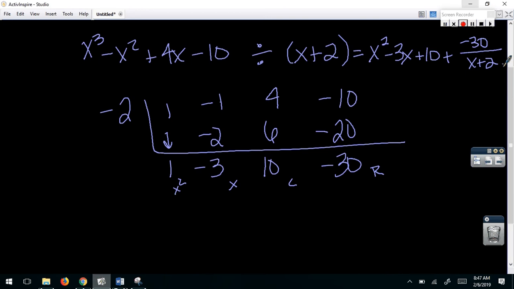Wait, will it always be x squared and then x and then constant? Like there will never be an x cubed? It could be. If you have another column here, it would be an x to the third. Yes, you're exactly right, Wills. If you started with an x to the fourth here, you'd end up with an x to the third when you divided.